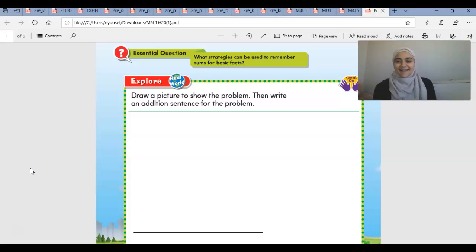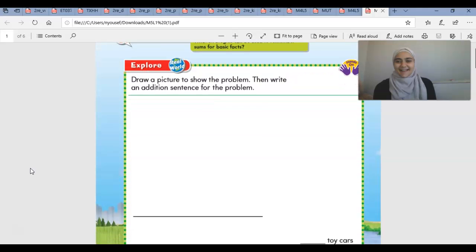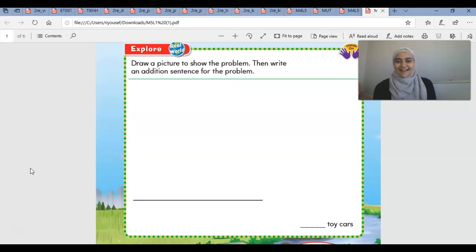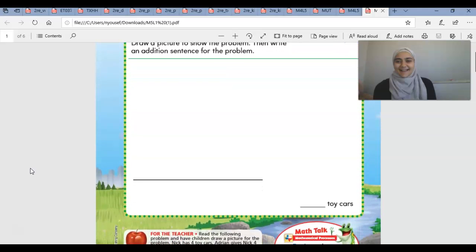We have multiplication and division, but that's later in the year. So right now, we're really focusing on addition in this section. This section should be pretty easy if you know your math facts. All right, so let's go ahead and get started.